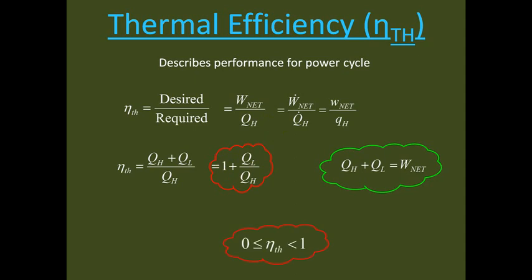So those are your ranges. You can have 0, basically a non-existent power cycle. You can't reach an efficiency of 1, because that would mean you would have no irreversibilities. So for a real cycle, it must be less than 1.